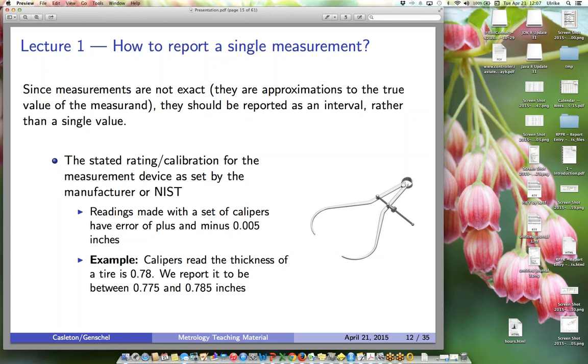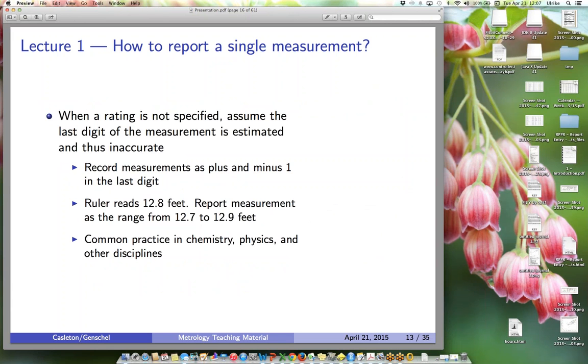Since measurements are not exact values, only approximations, we need to convey that uncertainty in how we report a single measurement, and we do that as an interval. If we have a measurement device for which there is a calibration, we use that. If there's no stated calibration, then we assume that the last digit is inaccurate. This is a common practice in chemistry, physics, and other disciplines like that.